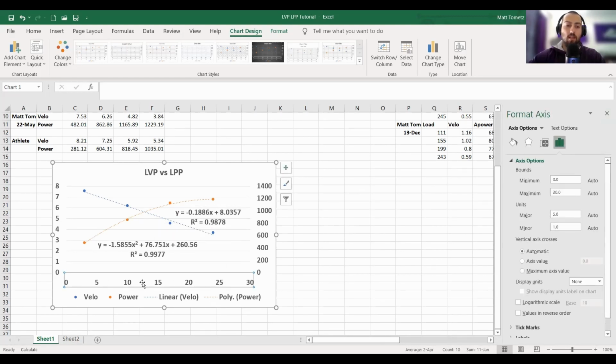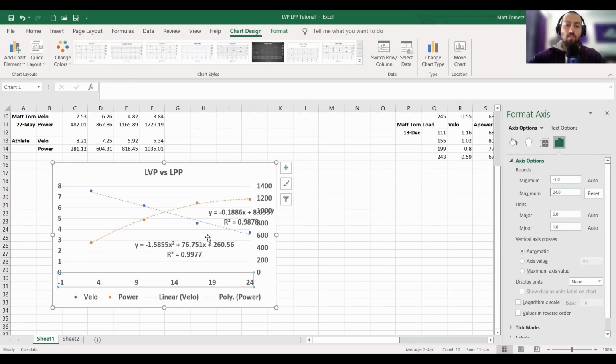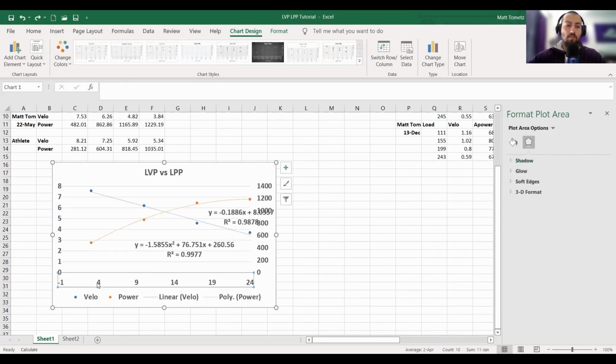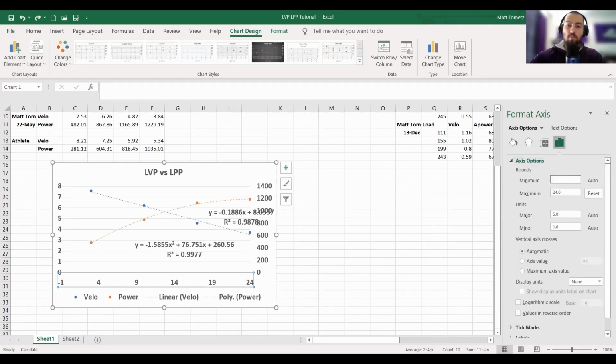If you double click on the X axis, I only want to go from 0 to 25 because 24 is the most kilograms that I used. And then why is this going to negative 1? I don't know why. So I'm just going to change this to 0 to 24. Okay, 0 to 24.